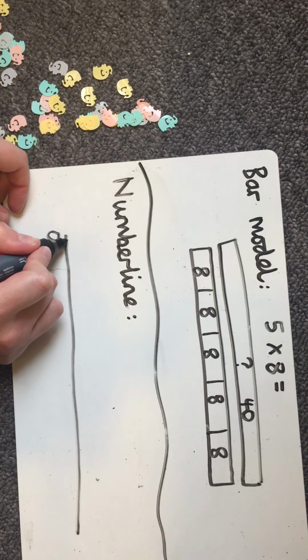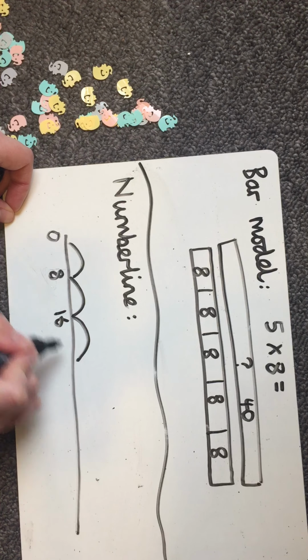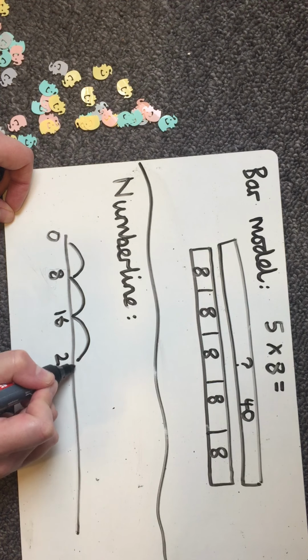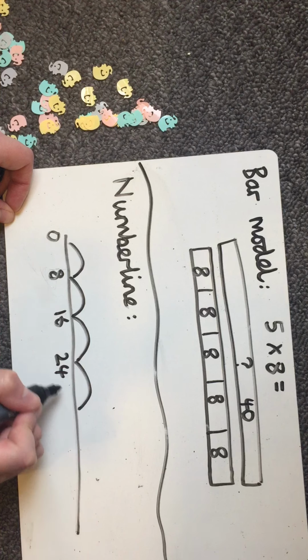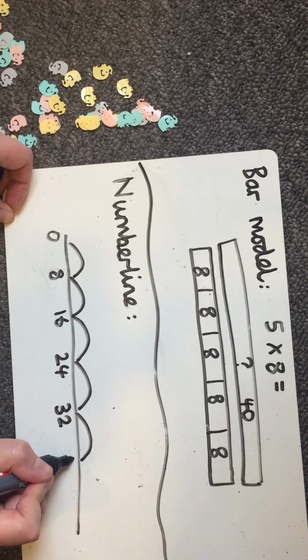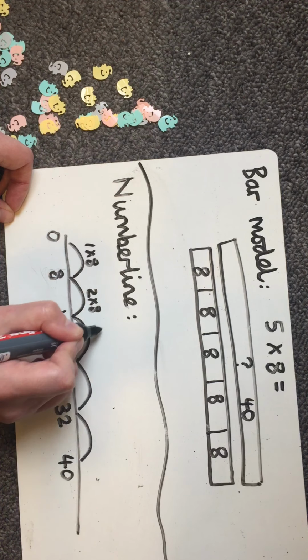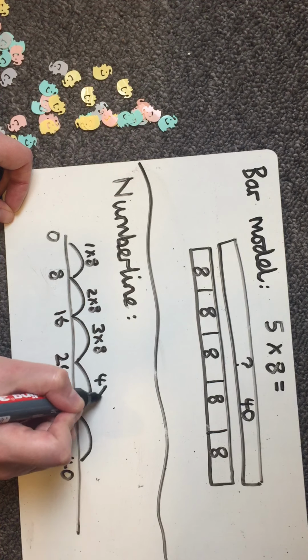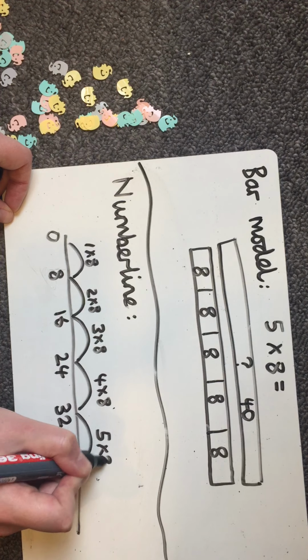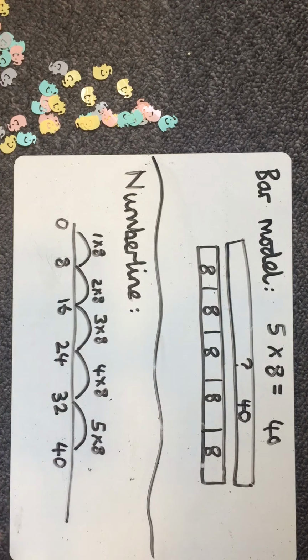So start off at 0, then I do 1 group of 8 after 8. 16, that's 2 groups of 8. 3 groups of 8, 8, 16, 24. 4 groups of 8 would be 24, 32. 5 groups of 8 would be 40. Remember, this is 1 times 8, 2 times 8, 3 times 8, 4 times 8, 5 times 8, 40. That one was also quite quick. So these two methods are much quicker than the array method.